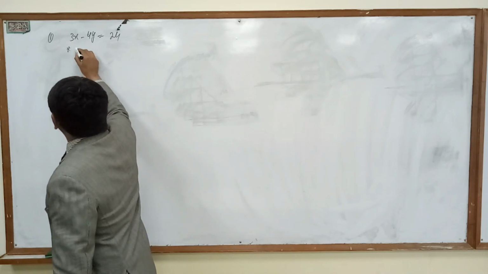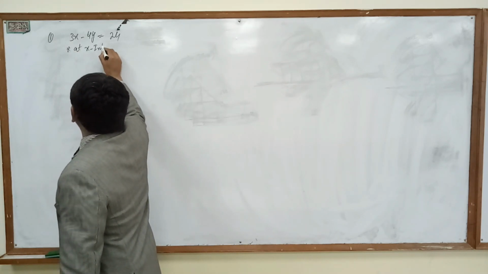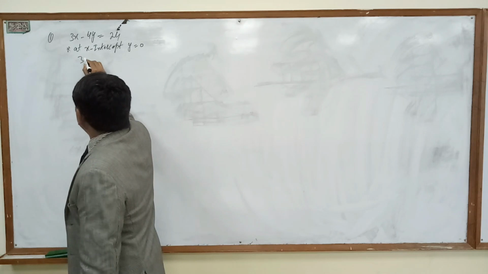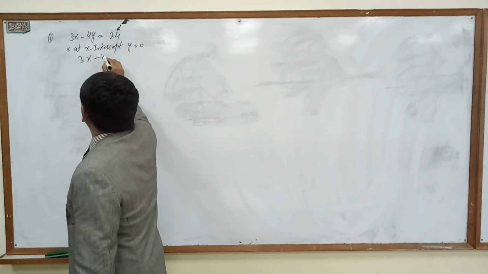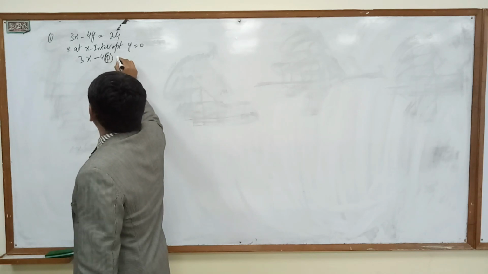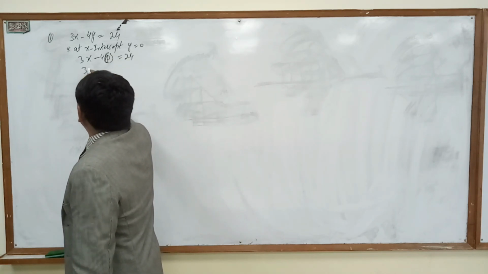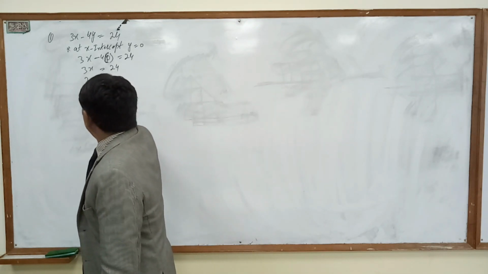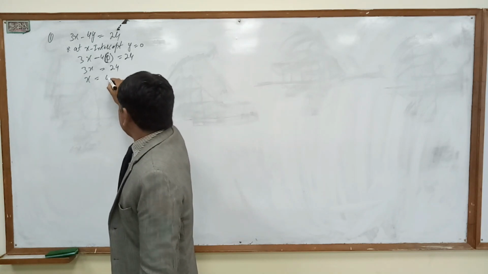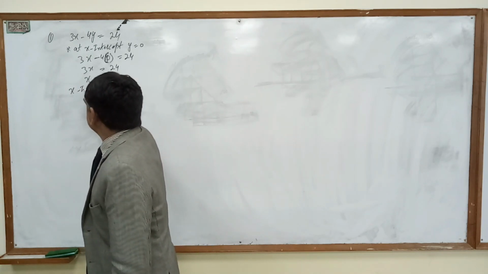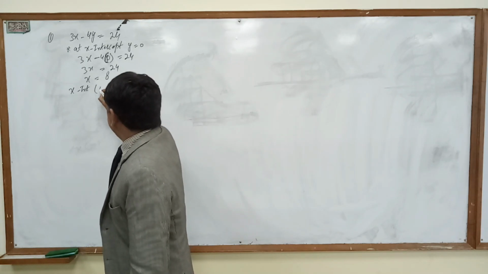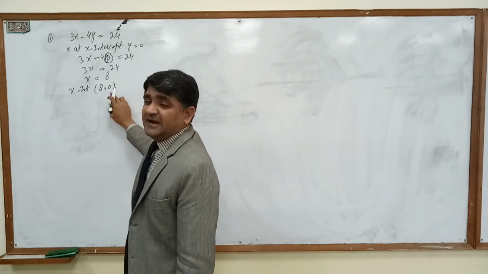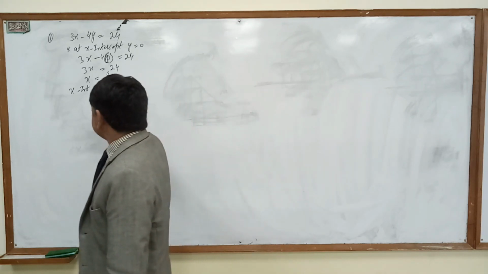First, we find x-intercept. At x-intercept y is equal to 0. So 3x minus 4 into 0 is equal to 24. So 3x is equal to 24. First degree equation? Yes, sir. Okay. So we can simplify, x is equal to 8. What is x-intercept? You need to expect 8 at 0. Why are we putting 0? Because we are talking about x-intercept. At x-intercept y is equal to 0.